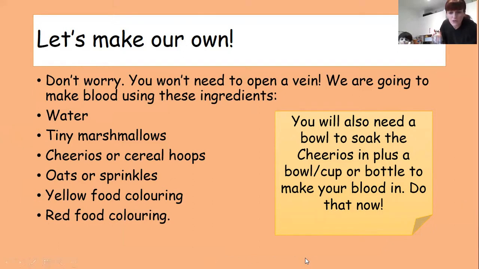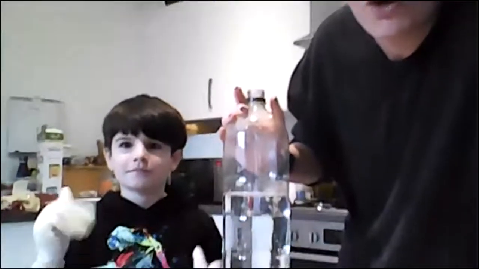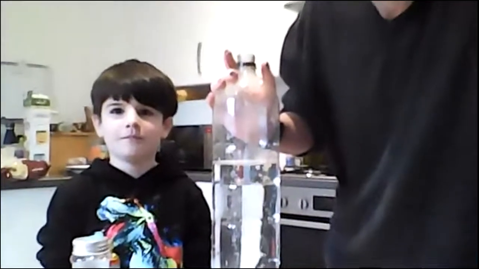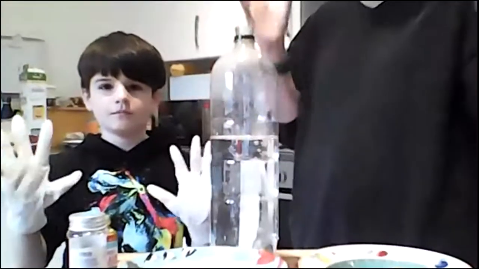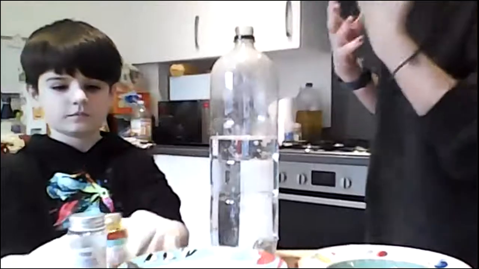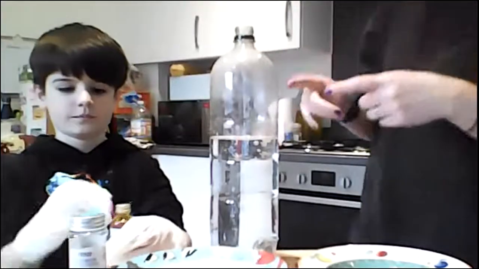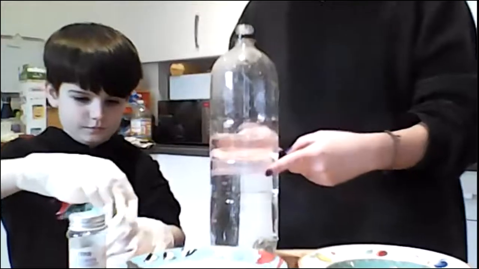Right, what we also need to do right now is look at me, and we are going to have a go at making our blood. So the first thing we're going to make, Josh, is the plasma, okay? And plasma is the thing that blood is held in, and it's yellow. So we need to change our water to yellow.